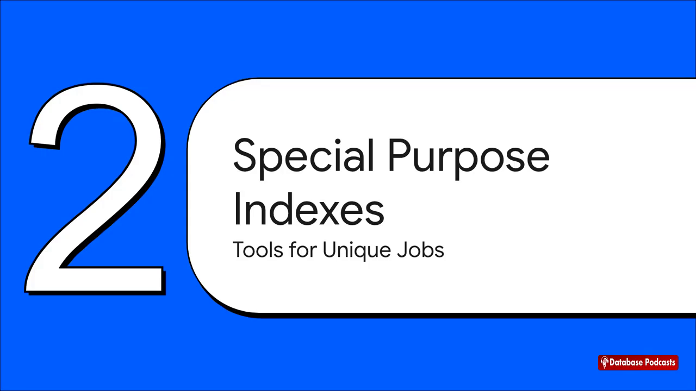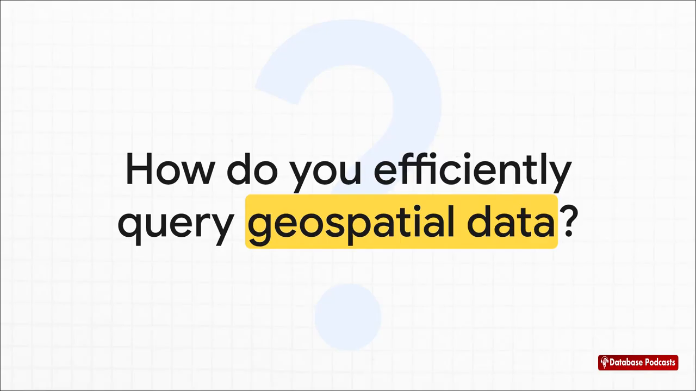Now let's shift gears and look at some more specialized indexes. These are like the precision tools in your toolbox, designed for very specific but very common jobs. Okay, here's a big one, geospatial data. Let's say your app needs to find all the restaurants within a 1-kilometer radius of a user. I mean, trying to calculate distances on a sphere for potentially millions of data points, that sounds incredibly expensive and slow if you had to code that yourself.